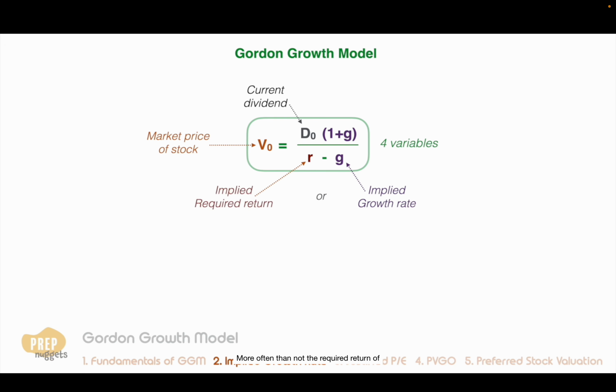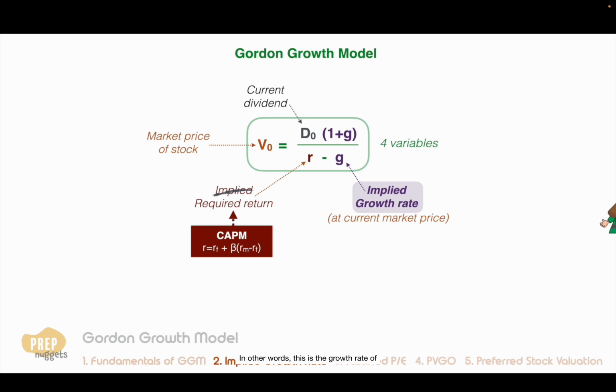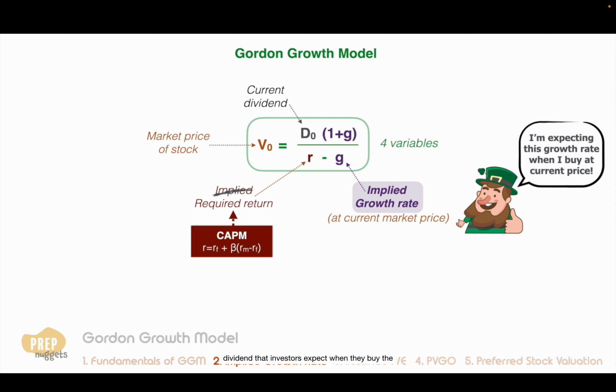More often than not, the required return of a stock is assumed constant and can be estimated using methods such as the capital asset pricing model, so what we want to work out is the implied growth rate of the stock at the current market price. In other words, this is the growth rate of dividend that investors expect when they buy the stock at the current price.